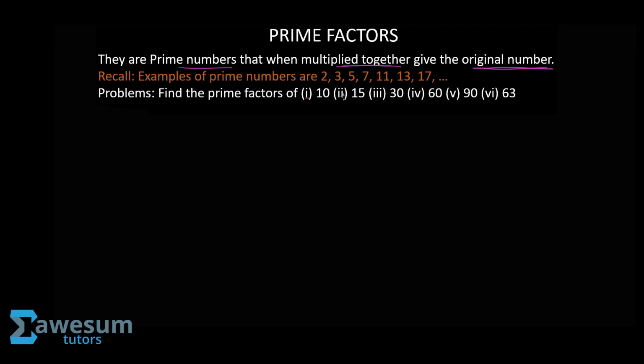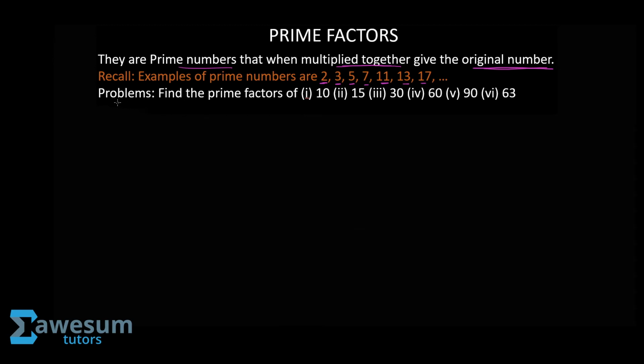But we discussed that prime numbers are numbers usually greater than 1 that cannot be divided by any other number except 1 and itself. And you would recall that examples of prime numbers are 2, 3, 5, 7, 11, 13, 17, and so on and so forth. That means that if you are trying to find prime factors of numbers, they are the prime numbers that when multiplied together will give you the original number.